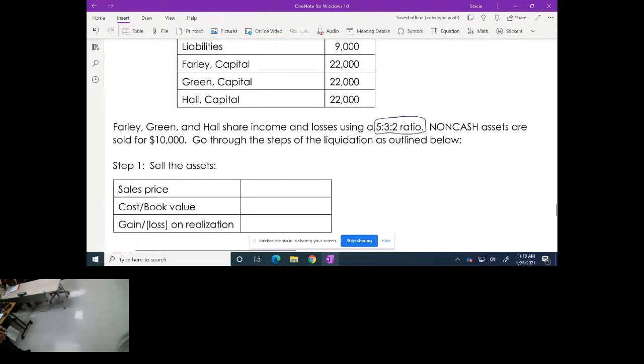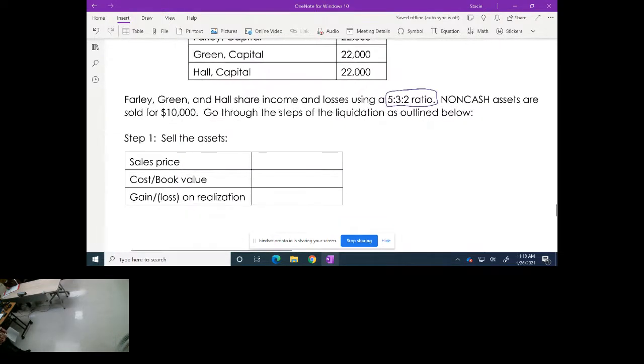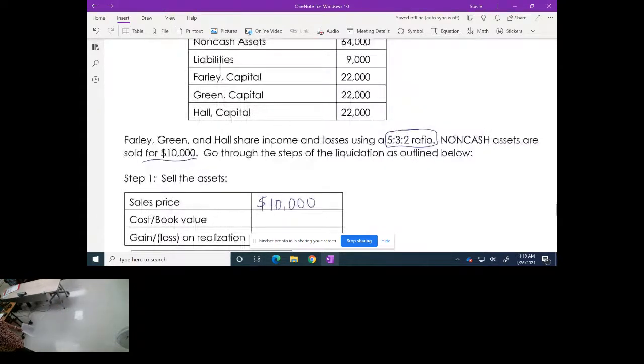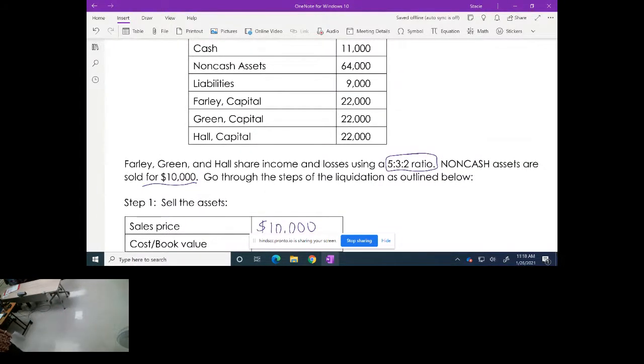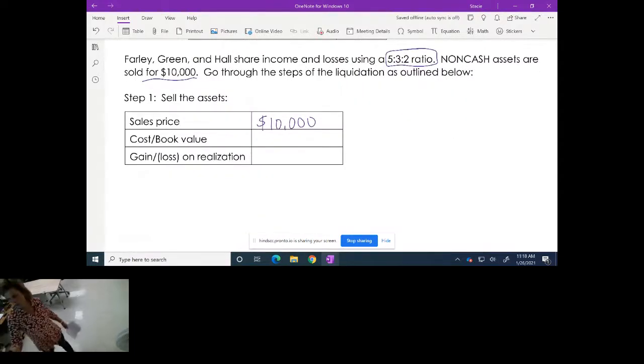Okay. All right. So we're selling the assets. What is our sales price? They tell us they were sold for 10. That is not going to look very good. How much did they have in the assets? 64,000 is their cost. So they lost their tail on this one. What is their loss? 54,000. I'm inconsistently using minuses and parentheses. They're the same thing though. All right, so we have a loss of 54,000.